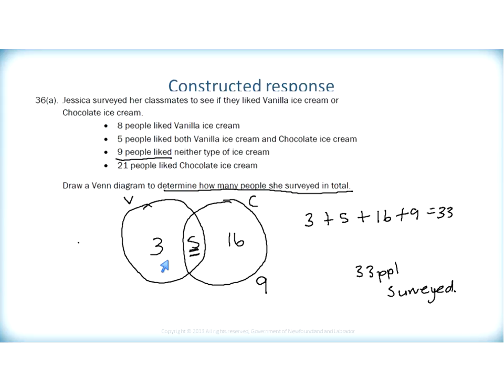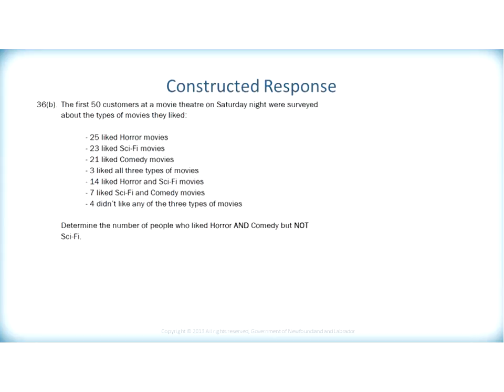How many people are in the union? In the union there would be 3 plus 5 plus 16, which would give us 24. So all these different types of questions could be asked in the same way. Let's have a look at another constructed response.